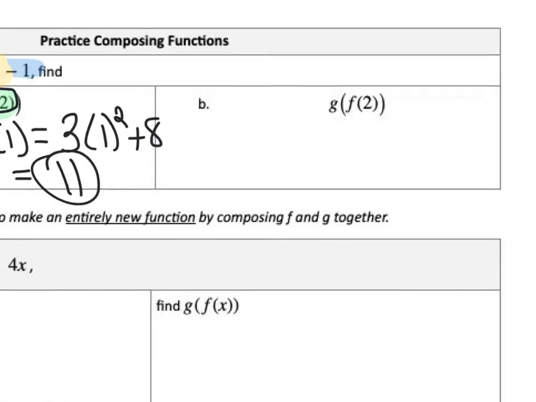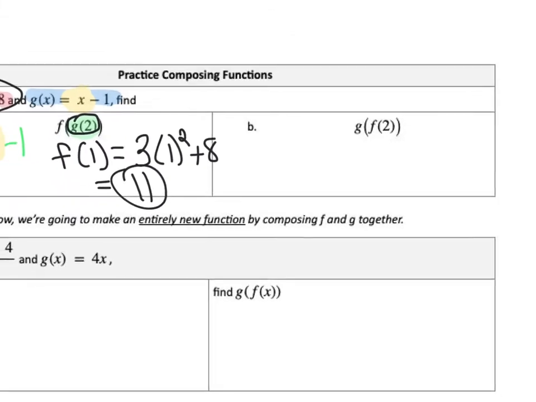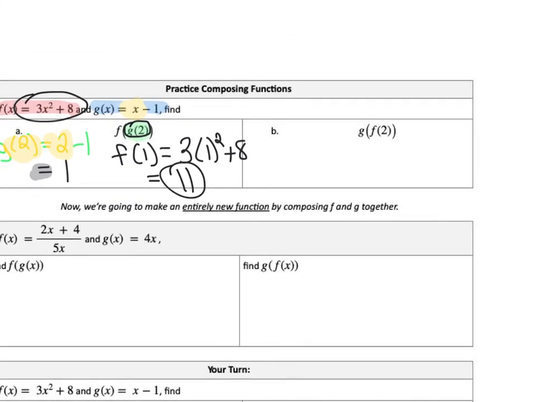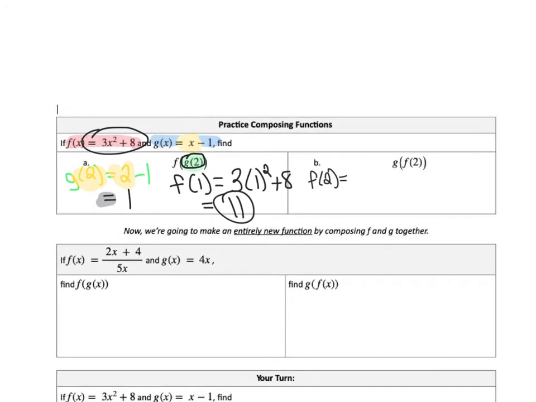Okay, moving over here. This time we have g of f of 2. So we start with our innermost function first, which is f of x, and we're going to figure out what f of 2 is. So f of 2 is our first thing we figure out. Well, f of x is 3x squared plus 8.